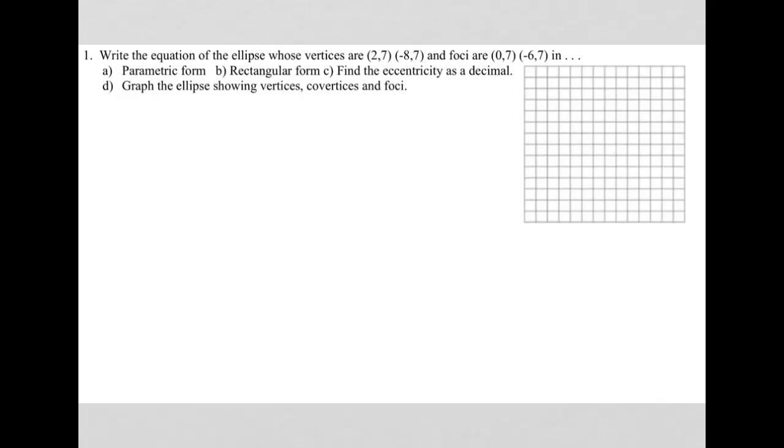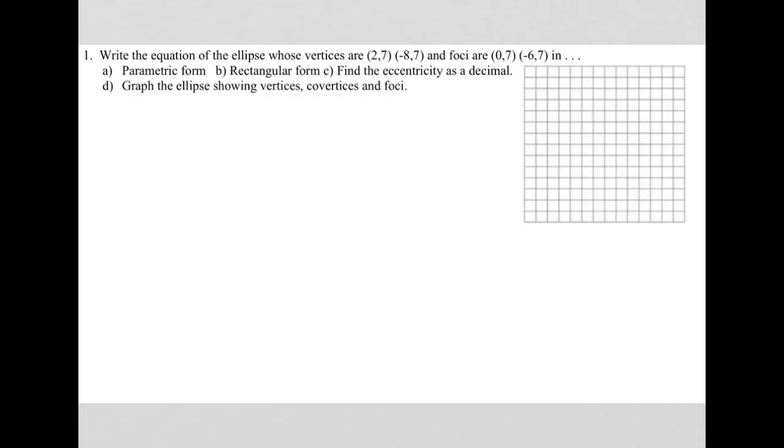All right. Unit 9, conics and parametric equations review for the test. Problem number 1. Write the equation of the ellipse whose vertices are blobbity blobbity and foci are blobbity blobbity, in parametric form or rectangular form, and then we want to do some other stuff with them as well.